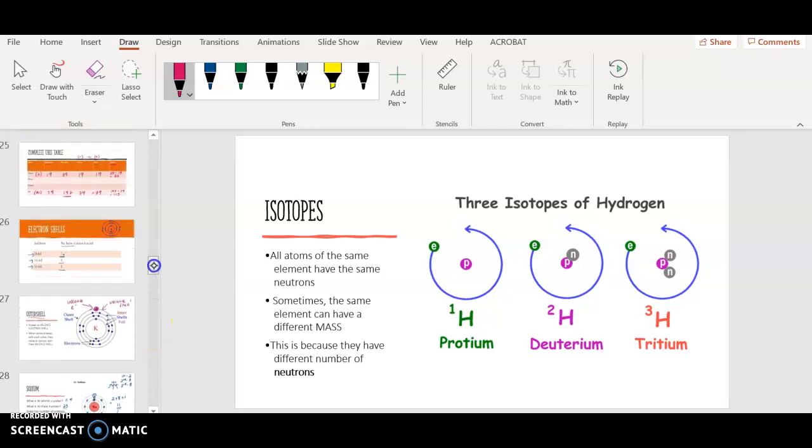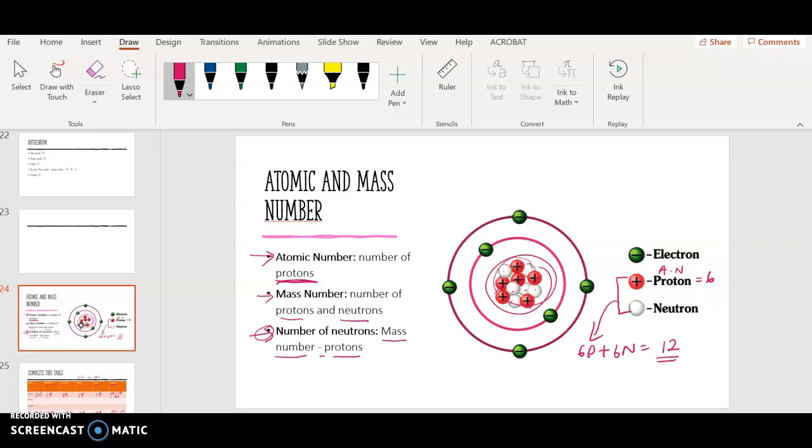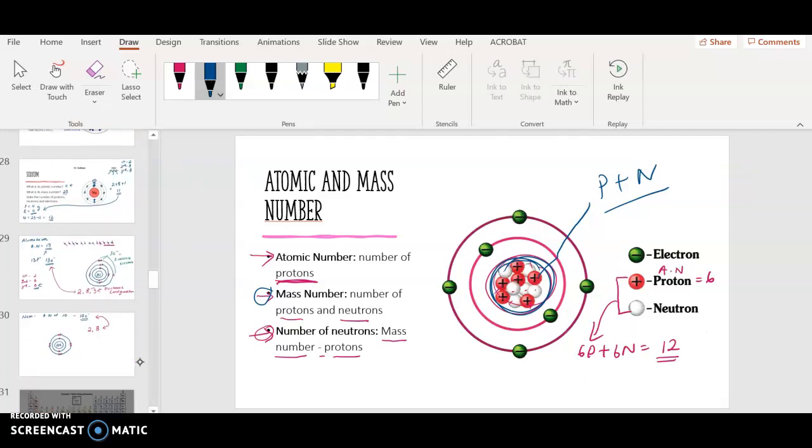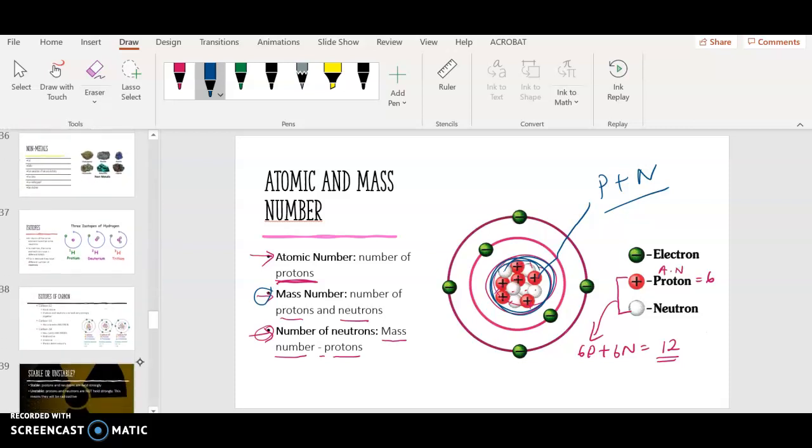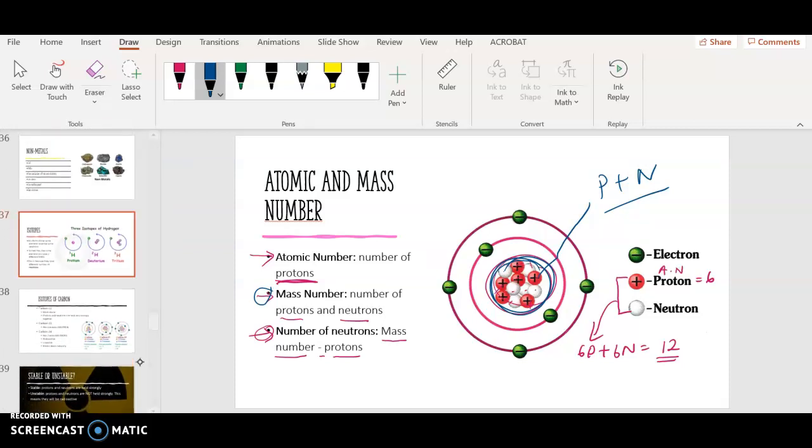If we go back to the previous slide here, we know that the mass number is what's in the nucleus, which is the protons and neutrons. So all elements of the same kind, for example, if you pick carbon, normal carbon by itself would have the same number of protons and neutrons as each other. But sometimes that can change. Sometimes the number of neutrons can change between these elements. So that's what isotopes are.